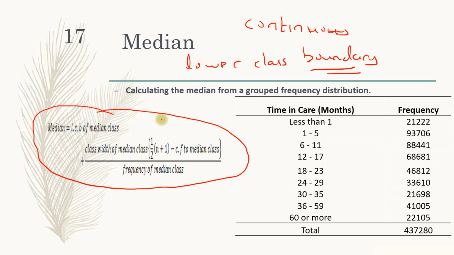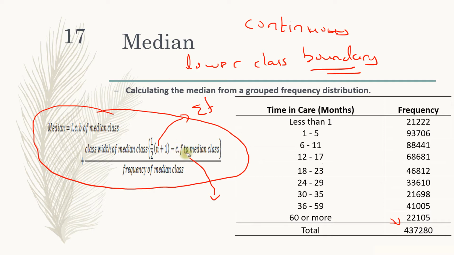And then in the formula, there is n plus 1. In fact, n represents the sum of f, the total frequency, as you can see here. And then there is cf. cf represents cumulative frequency to the median class, and f is the frequency of the median class.